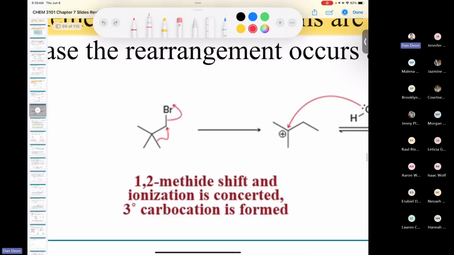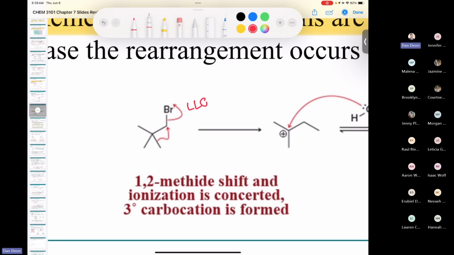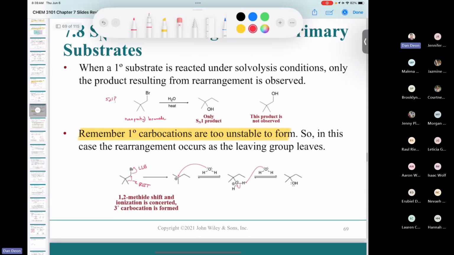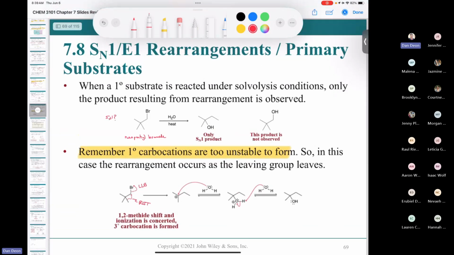So in this specific case, you get the loss of leaving group, but you also get a rearrangement occurring simultaneously to give you a tertiary carbocation. Now, again, this is a very specific case that I think you should know. It's very, very specific, but it is in your textbook, so he does consider it to be important.